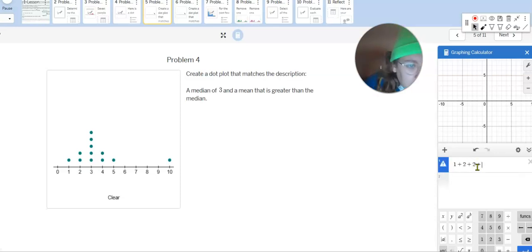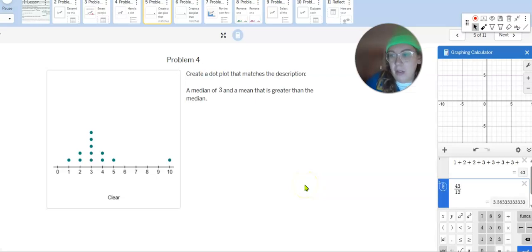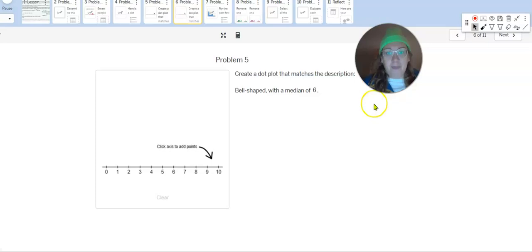Let's see. So this has 5 3s, 2 4s, a 5, and a 10 to get 43. 8, 9, 10, 11, 12, and now we're dividing that by 12. That's 3.58. So that's bigger than 3, and here the median would definitely be 3. So to definitely make sure that the median is 3, you might want to have a lot of numbers in the 3 column so that 3 is your middle value. That's just a little tip. Your graph, like I said, might be different, but just make sure that you are fitting those qualifications and then push to the next slide.